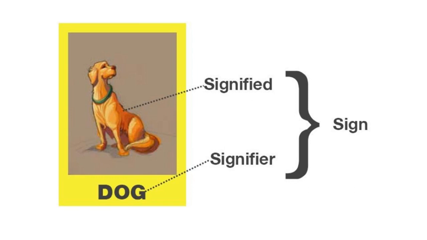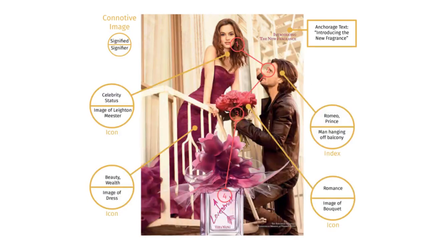So basically, we hear the word dog and see this image. So dog is the signifying word, the signifier. The signified is the image of the dog, basically. So we get a sign of a dog. It's kind of similar here in what it represents.